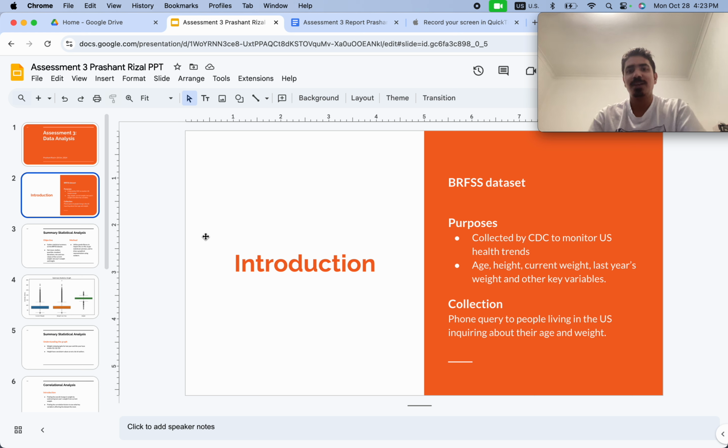So citizens are called randomly and asked about their weights and heights, and the data is collected for people living in the US. It is a pretty big data set, which we were working with to perform some data analysis.